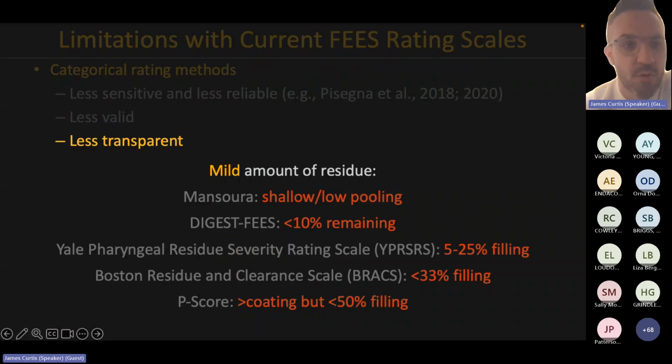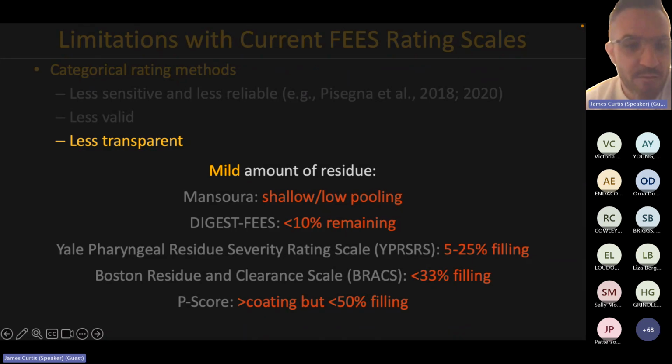I'd also say categorical ratings of residue specifically are less transparent. We might use the word "mild" amount of residue, and while we're using the same standardized term, I would put that in quotes, that might mean different things to different people, and we don't even know that it means different things to different people because we're probably not talking about it.